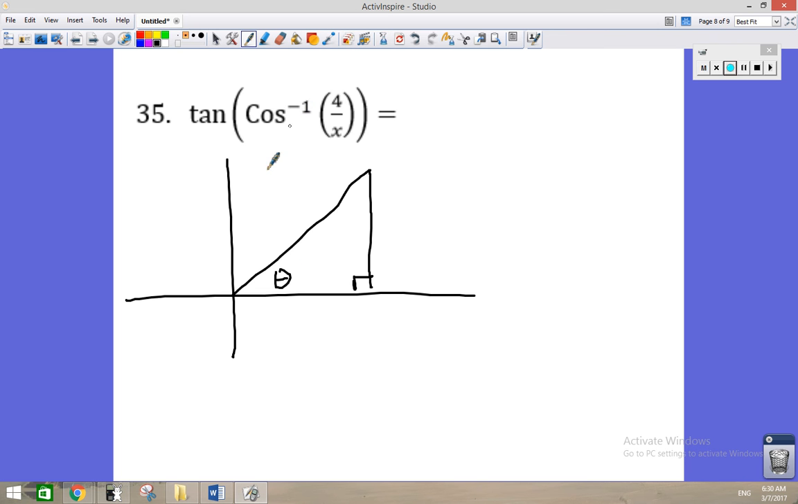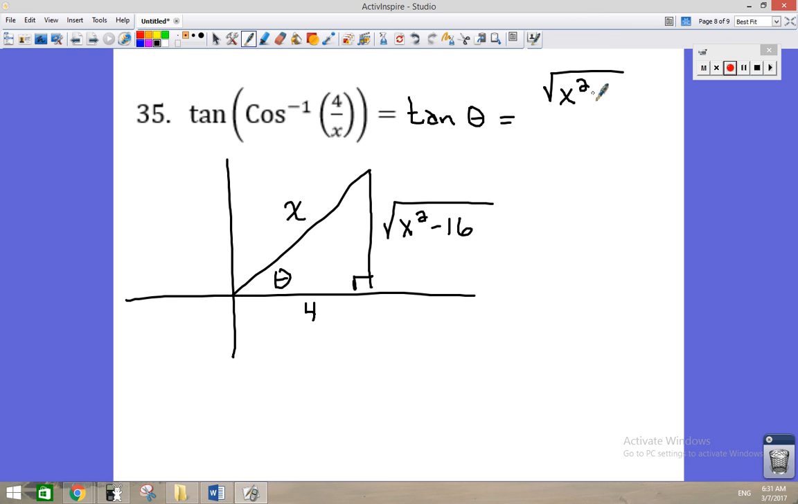Let's call this angle theta, and the ratio from cosine 4 over x makes this opposite leg the square root of x squared minus 16 from the Pythagorean theorem. So the tangent of this angle theta is the length of the opposite leg divided by the length of the adjacent leg, and there's our final answer for that.